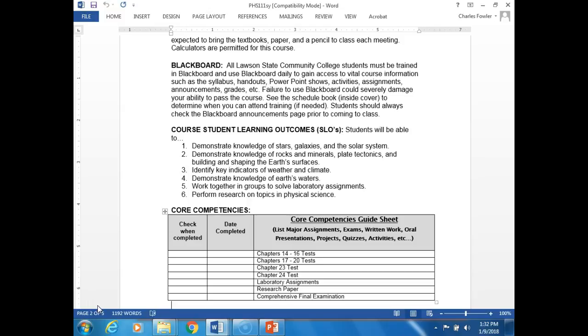And then weather and climate is chapter 23, and demonstrate knowledge of Earth's waters, that's chapter 24. So that's meteorology, oceanography. And you'll work together in groups to solve laboratory assignments. Now, the first 3 assignments, the astronomy assignments, are fairly thick, and we'll go through those as a class. And we'll use some tools and other things, and we'll go through that.